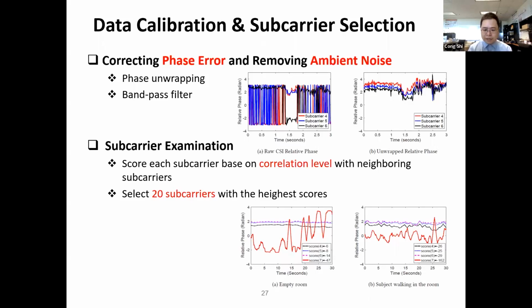In addition, even after the data calibration with phase unwrapping, some subcarriers still contain a lot of ambient noise. To ensure the reliability of CSI measurements, we propose a subcarrier selection scheme based on the correlation between neighboring subcarriers. The two figures present an example showing the score of four subcarriers. We can observe that the CSI measurement of subcarrier 7 keeps fluctuating in both empty rooms and human walking. So it indicates that this subcarrier is not stable. As a result, we can see that subcarrier 7 has the lowest score, indicating the lowest correlation with its adjacent subcarriers. Based on this insight, we select the 20 subcarriers with the highest score to extract the CSI features.